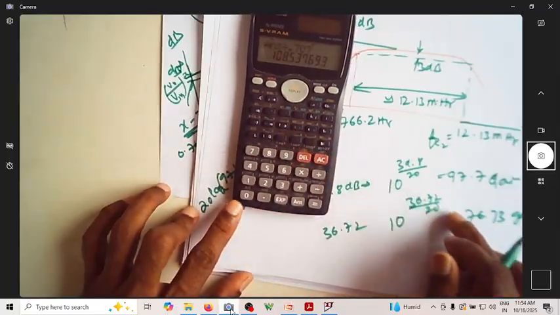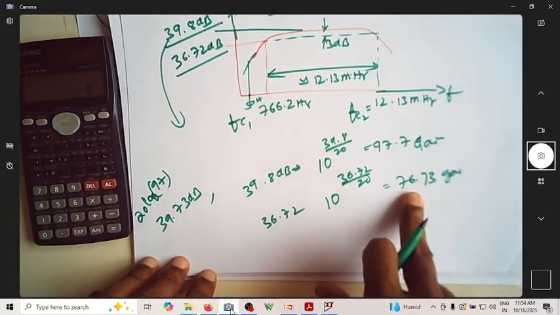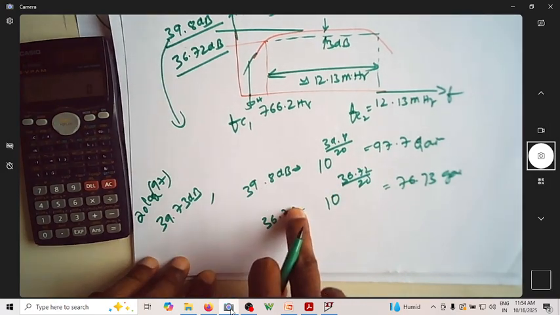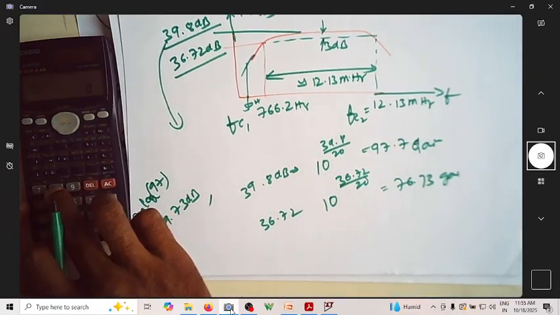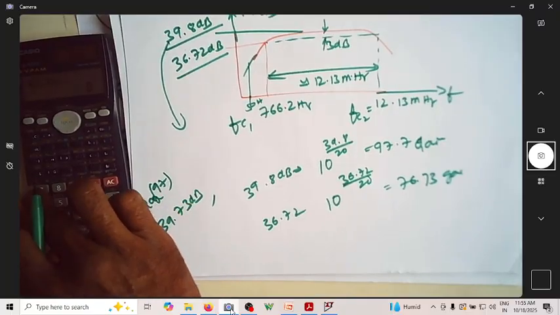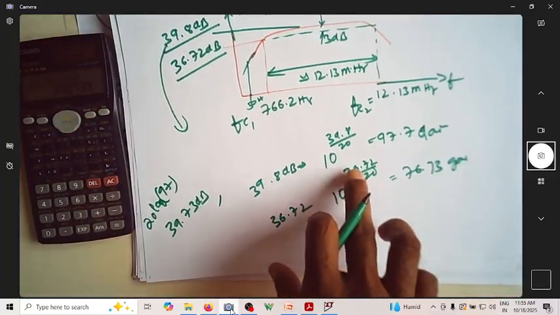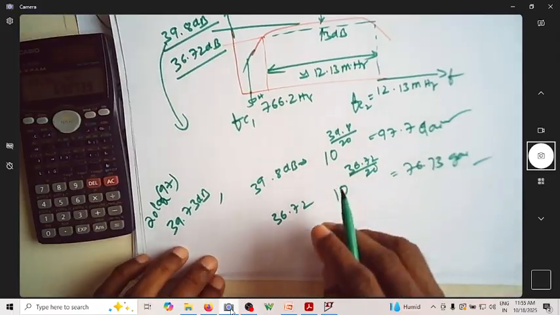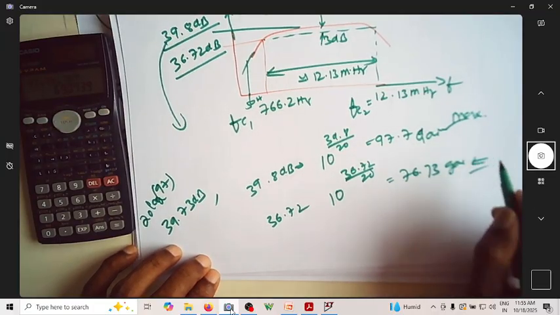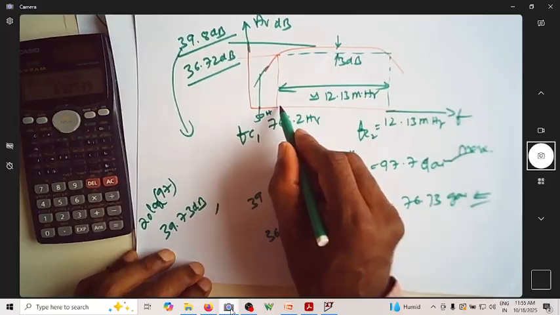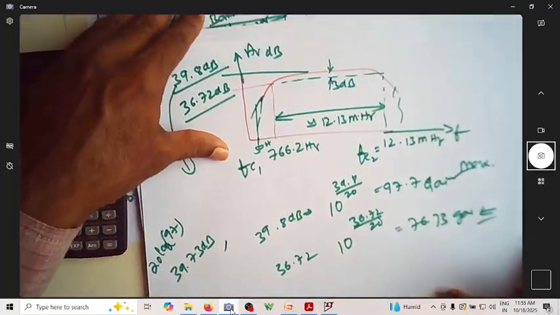Can you see this is almost 0.707 times the maximum? When it is 3 dB down, this is almost equal to 0.707 times this one. So 97.7 into 0.707 is almost equal to 69.70. So there is some small error. Otherwise, this is the gain. This is the maximum gain. This is the gain at the bandwidth. If the frequency is less than this, the gain reduces. If the frequency is more than 12.13, the gain again reduces.